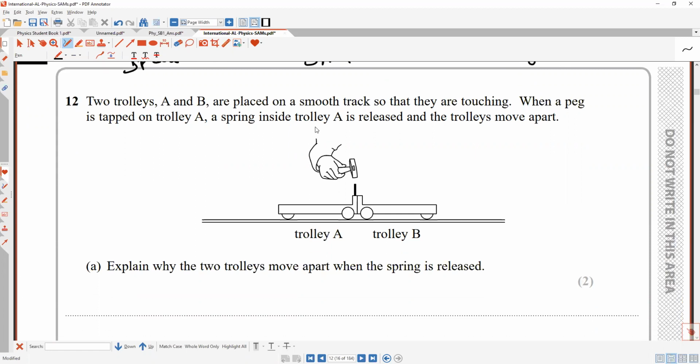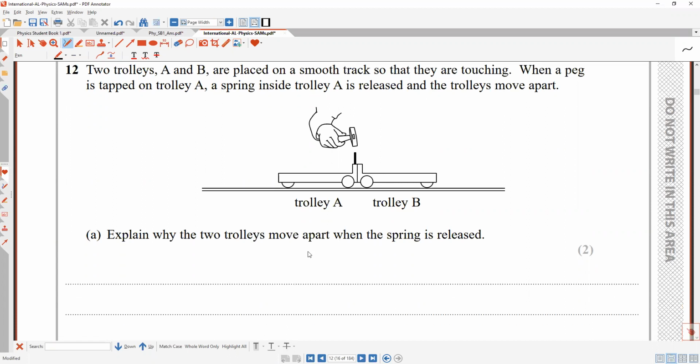By the way, before, momentum was not there in our unit 1. It got included 2 years back. So today: two trolleys A and B are placed on a smooth track so that they are touching. When a peg is tapped, this is the peg on trolley A, a spring inside the trolley is released. This is an example of an explosion. Remember, this is an example of an explosion. The trolleys move apart.